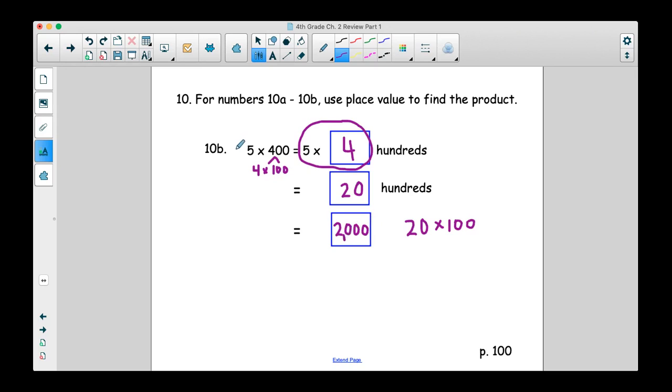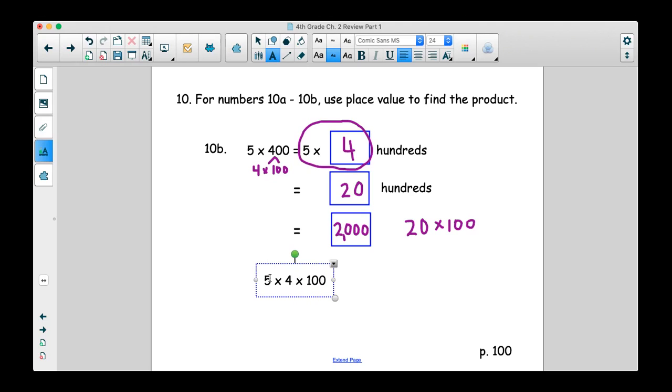Okay? So when you get 5 times 400, you can actually think about it as 5 times 4 times 100. So another way of kind of adding on to this idea is to think about 5 times 4 times 100. So that's the same, because here is your 400, right?